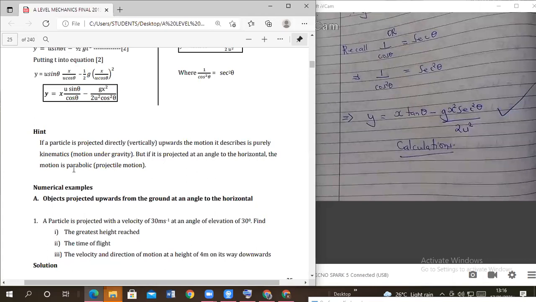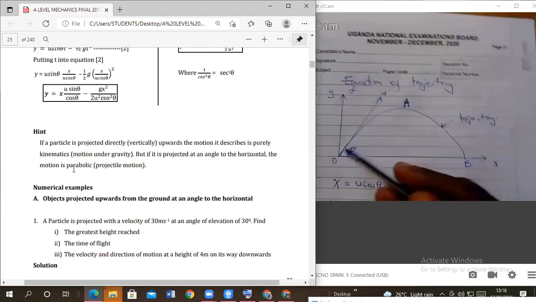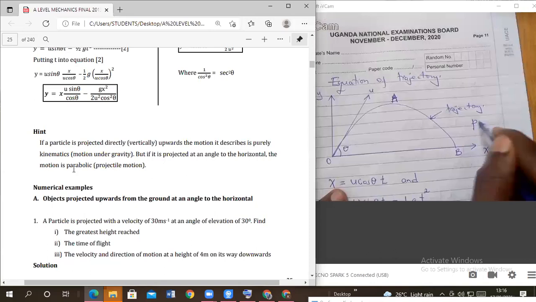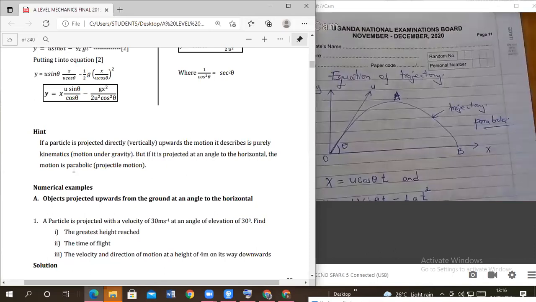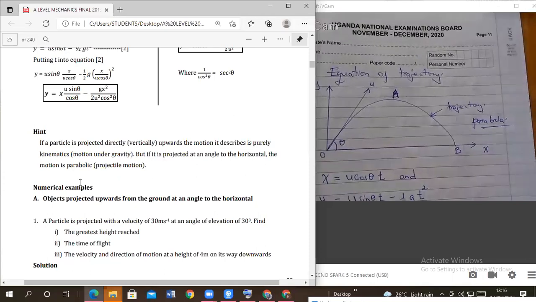The curve you are seeing here is called a parabola. That path is a parabola. So we also call it parabolic motion, which means projectile motion.